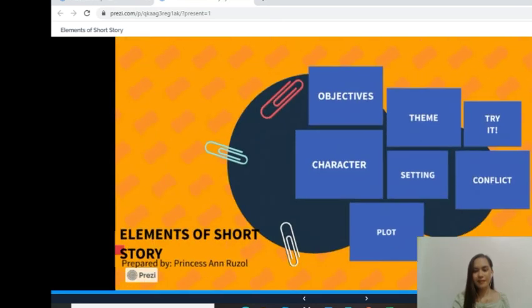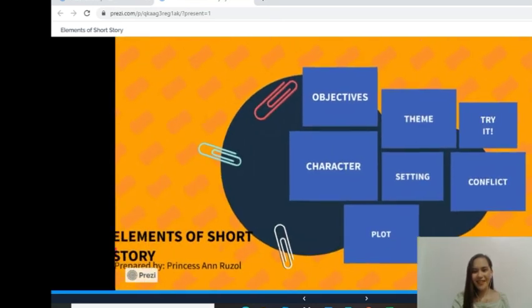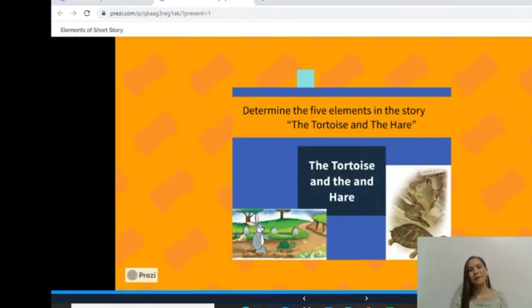Okay, and as I mentioned earlier, let's try it. I will give you an assignment for you to practice your skills in finding the elements of the short story. This will be beneficial for you because you will be able to work by yourself and determine the five elements in the story, The Tortoise and the Hare. I know that all of you are familiar with The Tortoise and the Hare.